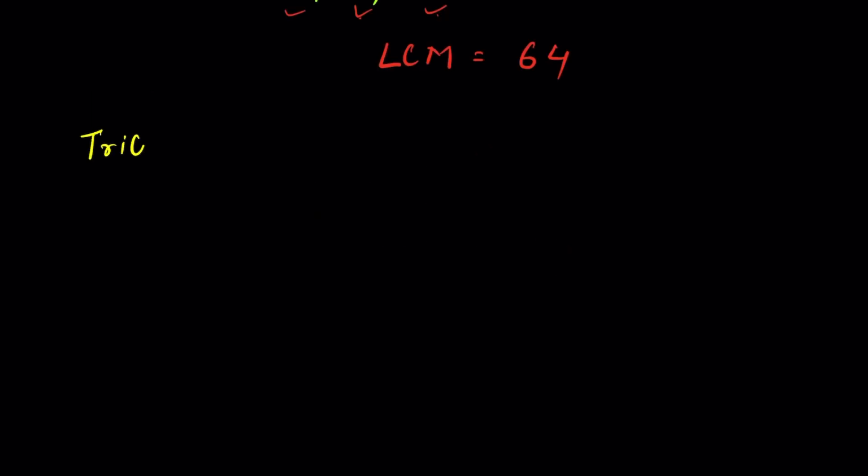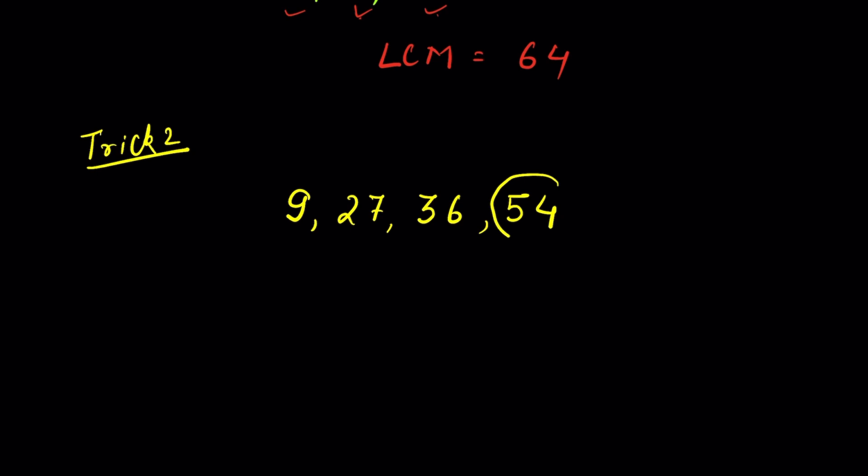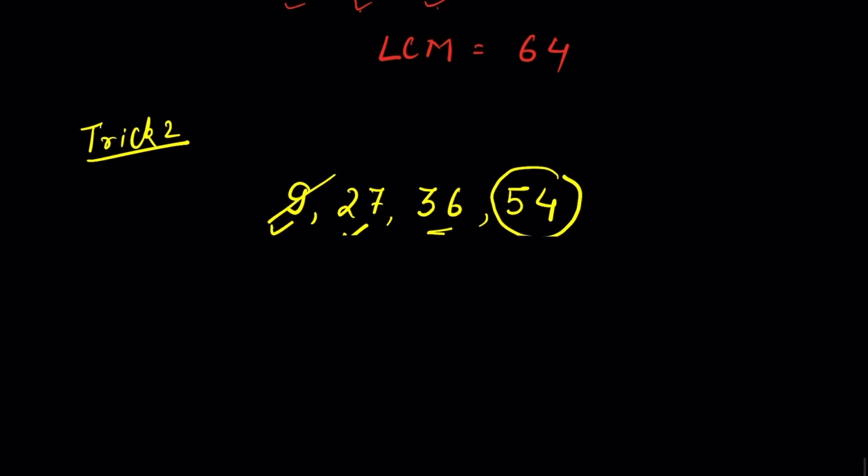The second trick is when you get numbers such as 9, 27, 36, 54. Here you can see the largest number, 54, is divisible by 9, divisible by 27, but not divisible by 36. So first we cancel the two numbers which divide 54. Now we are left with 36. If we multiply 54 by 2, it is 108.